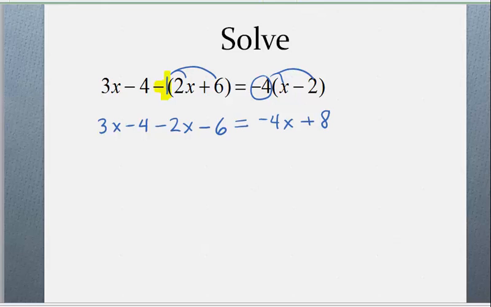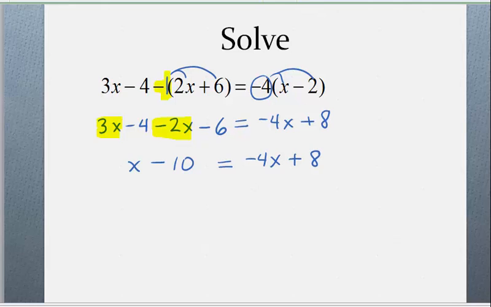Now that my parentheses are gone, I want to combine my like terms. So on the left side, I've got a 3x and a negative 2x. Always take the sign that's to the left of the term. So that's going to be a 1x. For the constant terms, I have negative 10. And on the right side, I don't have anything to combine, so I just leave those alone.